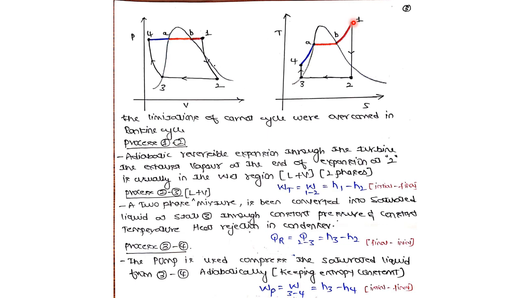4 to A is added in the economizer. A to B is added in the boiler, where the phase change takes place. Saturated water is converted into saturated vapor here, and B to 1 is being superheated. The vapor is being heated to reach the state 1 here. So keep this in mind. The heat has been added in 3 different stages, as you can see even here also.